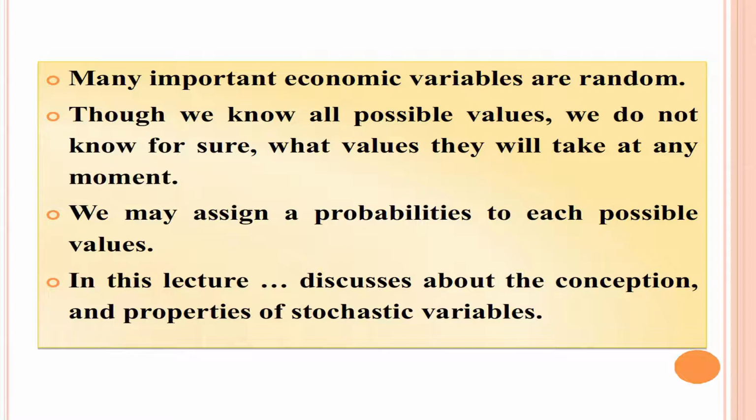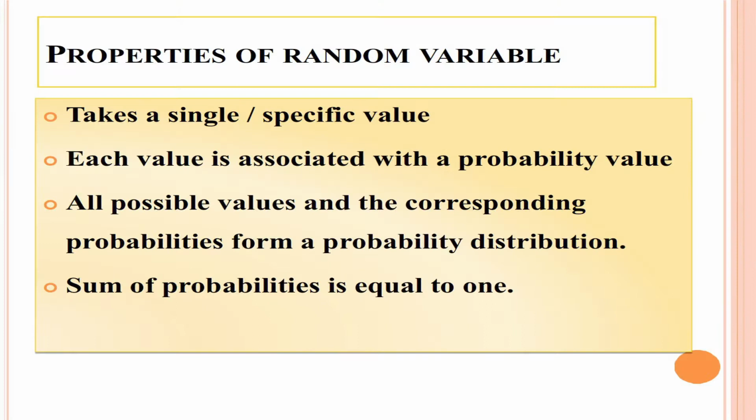In this lecture, we are going to discuss the concepts relating to stochastic or random variables and their properties. A random variable has 4 properties. It takes a single value or a specific value. We do not know in advance what value it is likely to take. We know the probability that it will take one of those possible values.